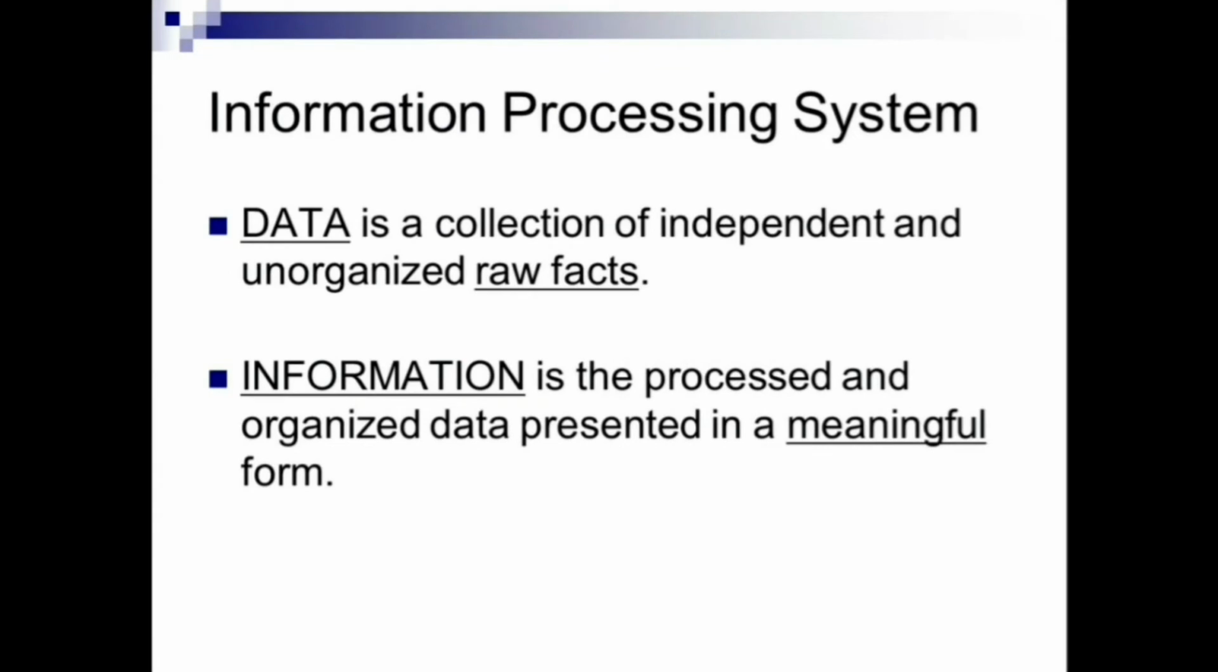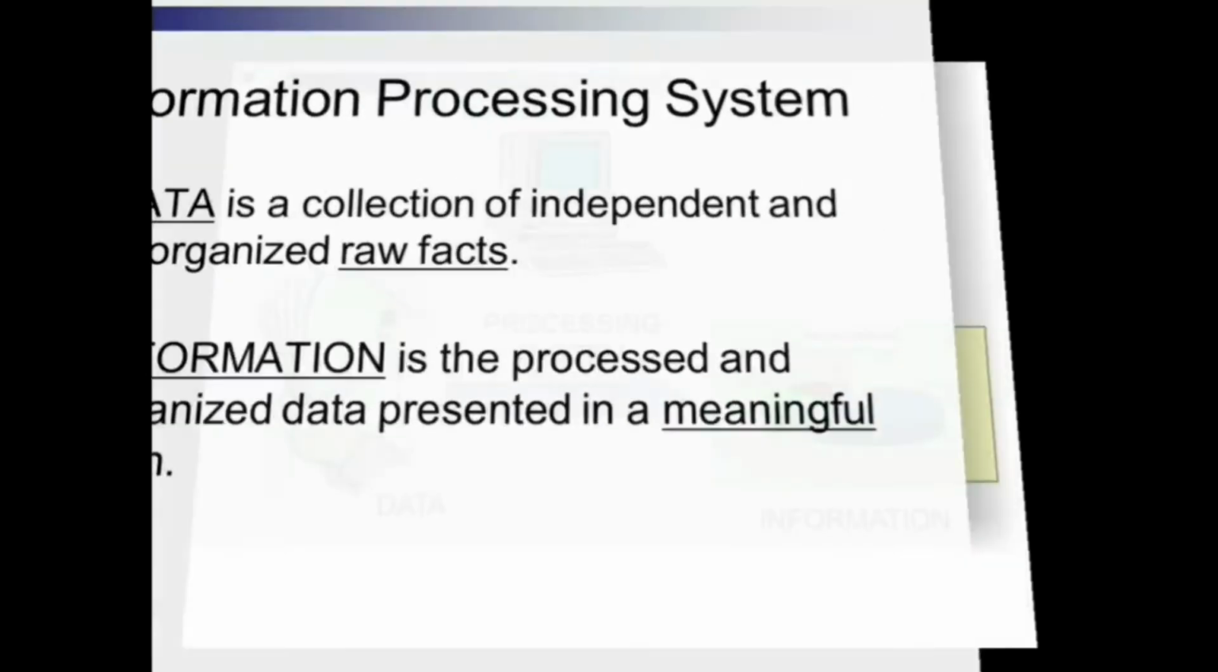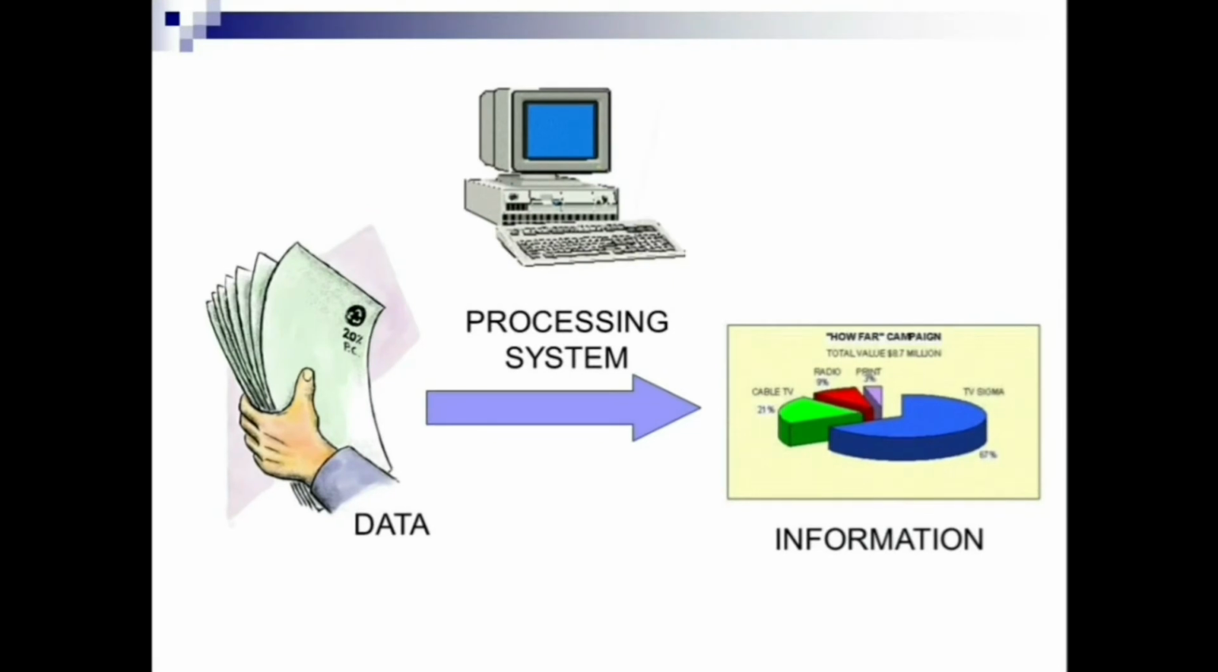Next is data. Data is a collection of independent and unorganized raw facts, whereas information is the processed and organized data presented in meaningful form. Here in diagram, when data goes through the information processing system, it becomes information. Information is the processed data.